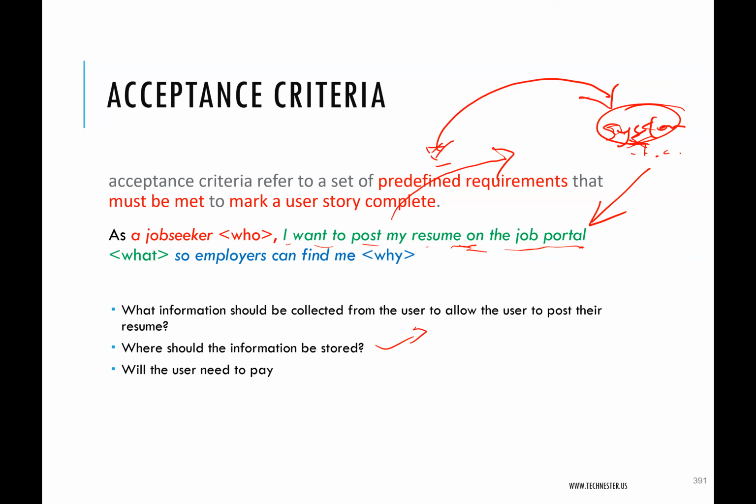So a customer, an Amazon customer now, they want to be able to view the status of their order. So they have ordered something, they want to know what is happening with the order so they can track the progress.